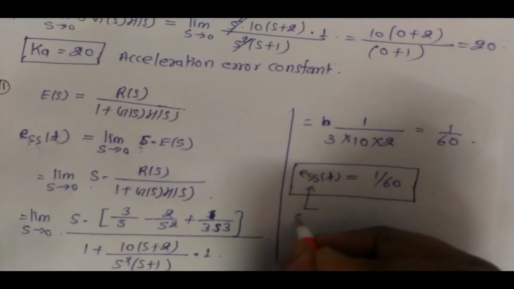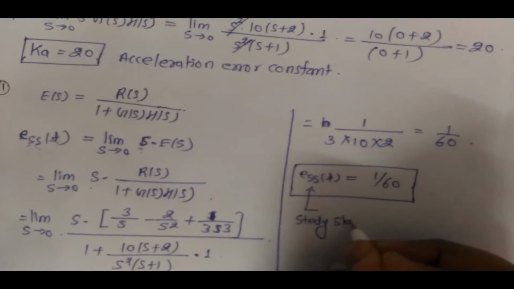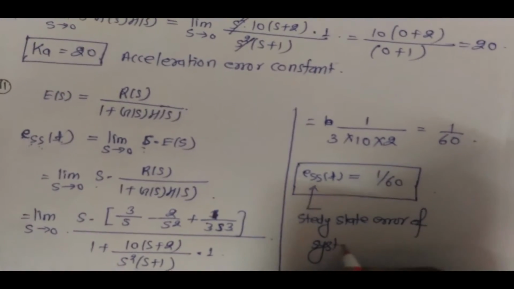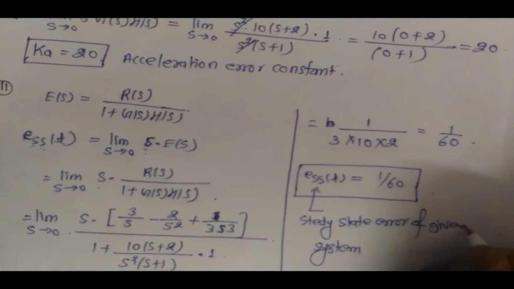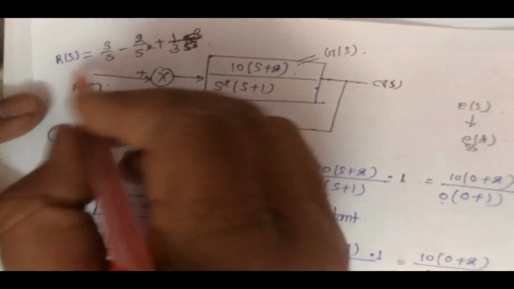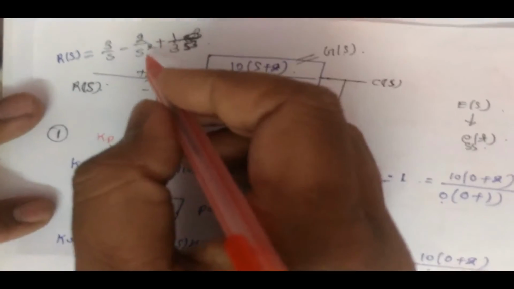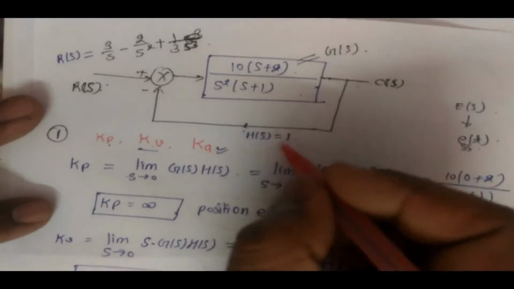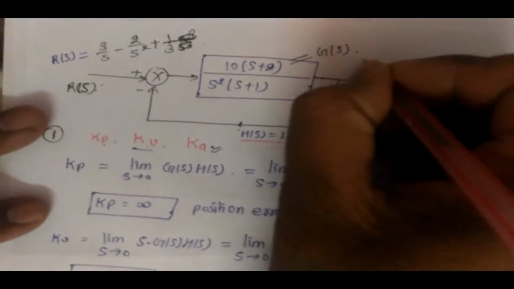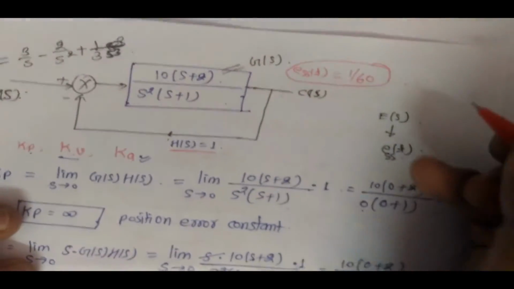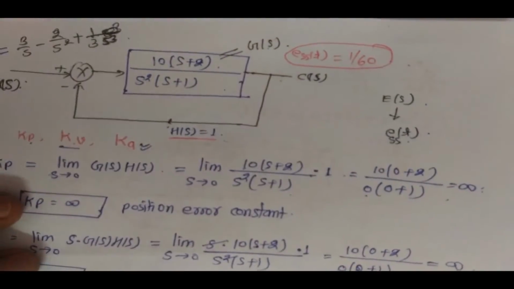So this is nothing but the steady state error of the given system, means if the input is R(s) equal to 3 by s minus 2 over s square plus 3 over s cube, and feedback is unity feedback system, then the steady state error of this system ESS is equal to 1 over 60.